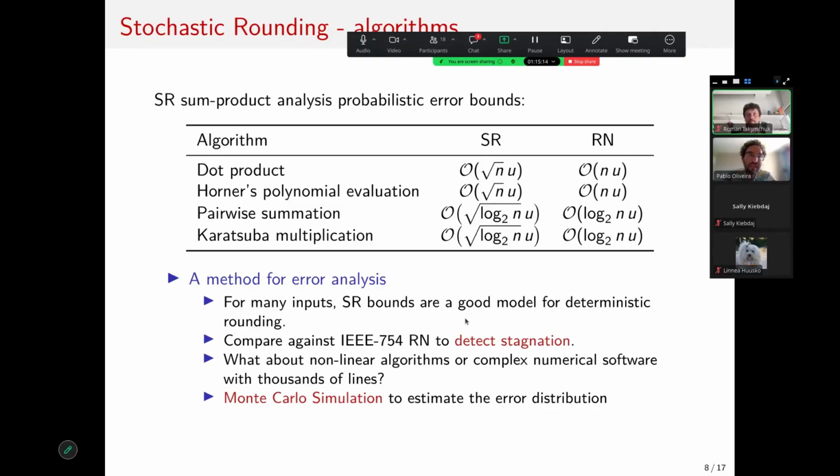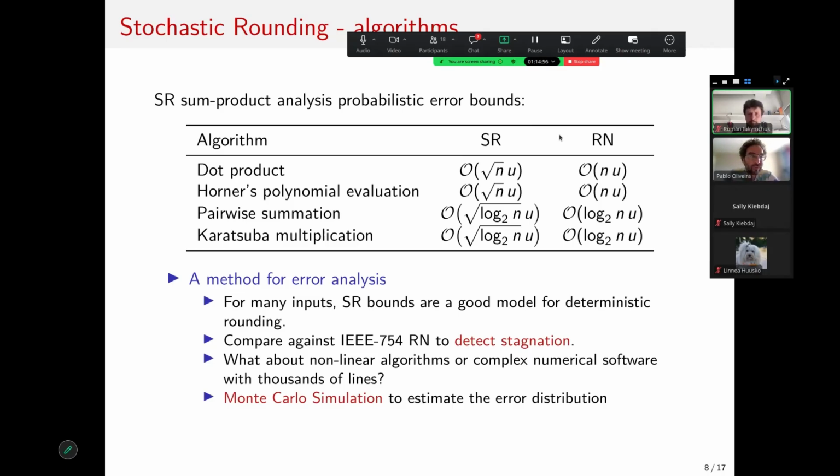So applying these results to many different algorithms, we can get bounds on the errors. And that's quite nice. You see dot product, polynomial evaluation, pairwise summation, Karatsuba multiplication. And we always get this square root gain.